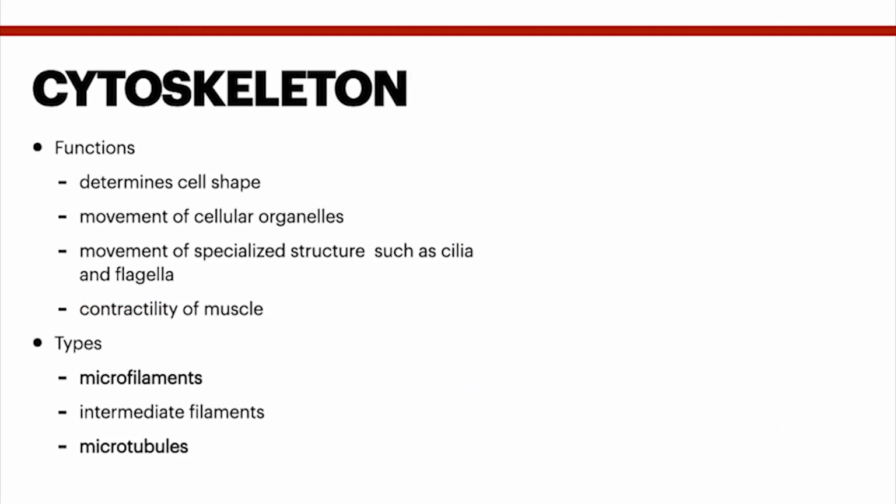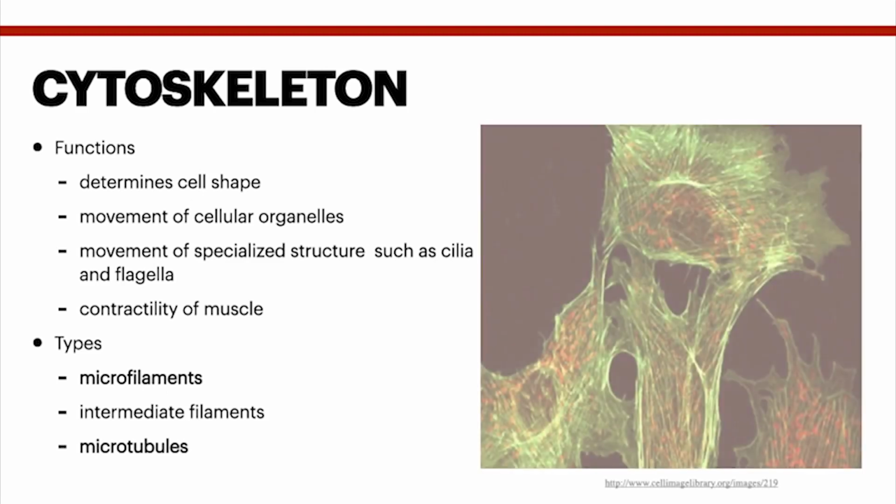The cytoplasm of cells contains 3 types of filaments: microfilaments, intermediate filaments, and microtubules, which constitute the cytoskeleton of the cell. It has several functions, from determining cell shape to movement of organelles and special structures such as cilia and flagella. It is dynamic, with its components continuously depolymerizing and repolymerizing depending upon the needs of the cell.